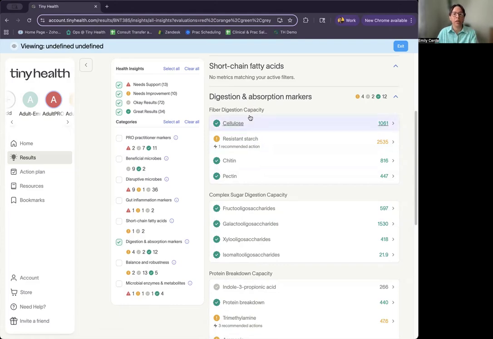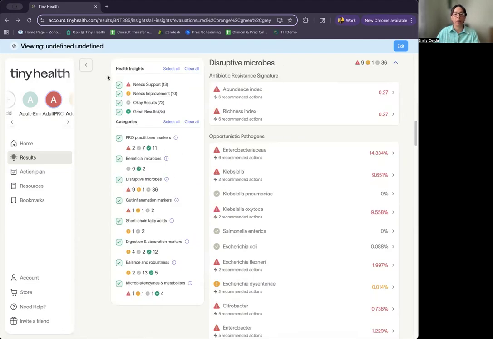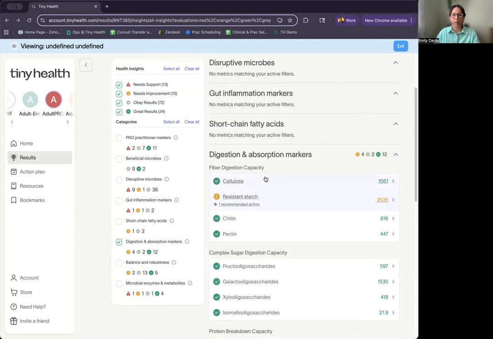So here in the digestion and absorption markers, the first section talks about fiber digestion capacity. So this individual's microbiome should have the capacity to help with all of these types of fiber digestion. If I click in to cellulose, for example, you'll notice that the green part or the optimal part of this metric is all towards the high end. So we want these genes to be present in the large intestine in that microbiome so that it's helping with the digestion of cellulose.